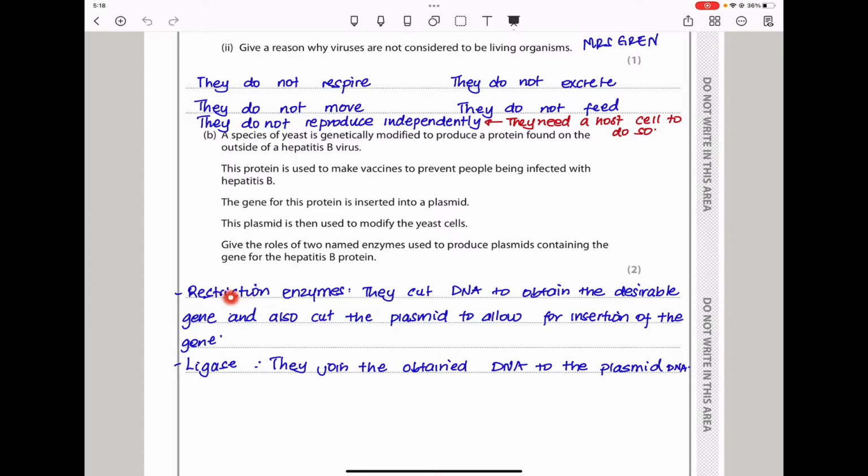So here I say the restriction enzymes are used to cut DNA to obtain the desirable gene, and also to cut the plasmid to allow for the insertion of a gene. Remember, they cut the plasmid to create space where the gene that has been cut from the chromosome or from the DNA is going to be inserted. So I said for the ligase, they join the obtained DNA into the plasmid DNA. It's kind of like genetic glue. It glues two segments of DNA together.